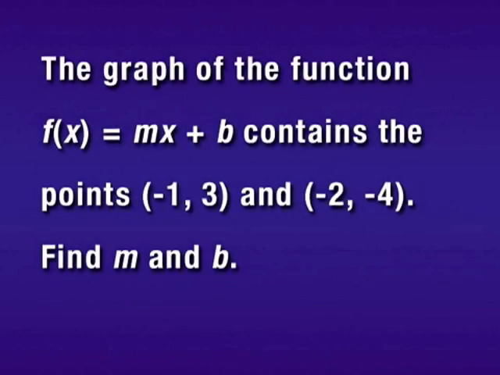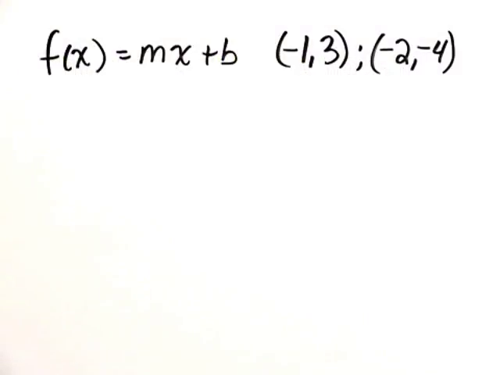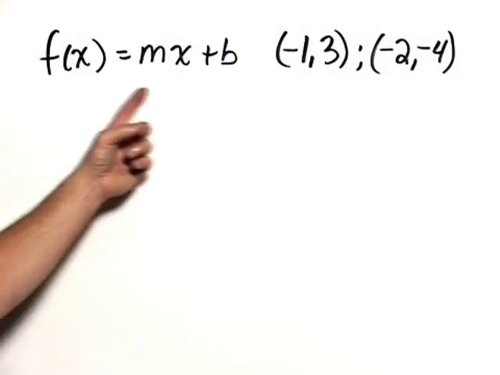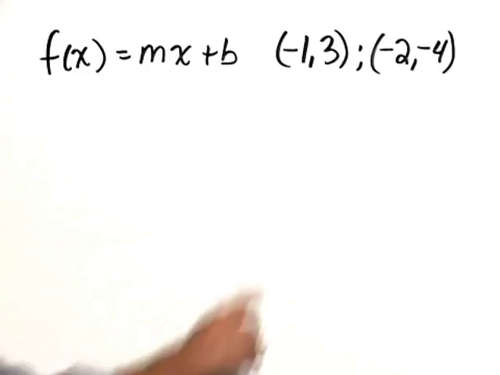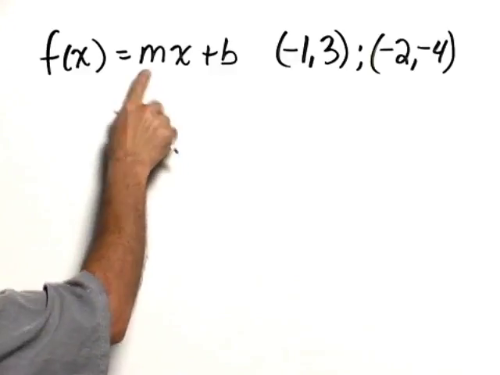The graph of the function f of x equals mx plus b contains the points (-1, 3) and (-2, -4). Find m and b. So I have written here, we have the function f of x equals mx plus b and the 2 points that the line passes through. So m, remember, represents the slope.